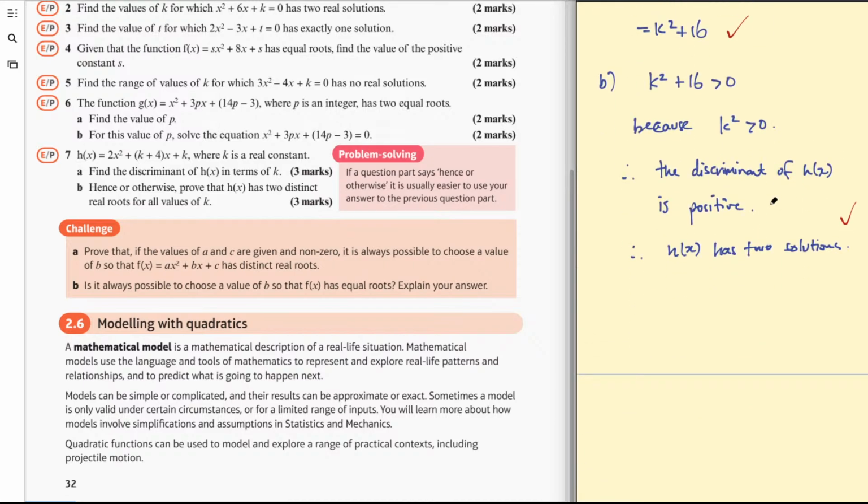It's a fairly simple idea, but a fairly powerful idea in that just by looking at that discriminant, you can tell a lot about a function, about a quadratic function.